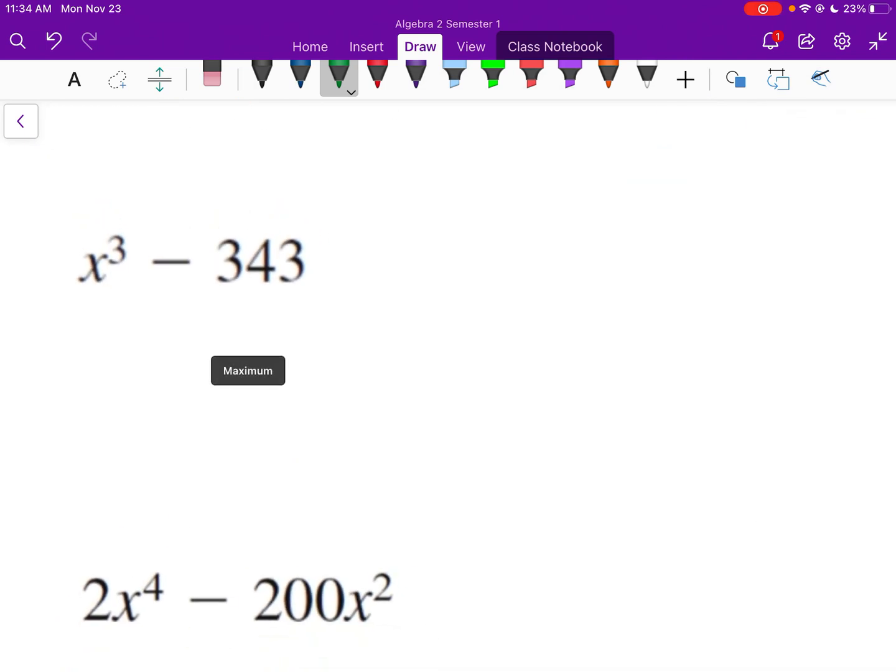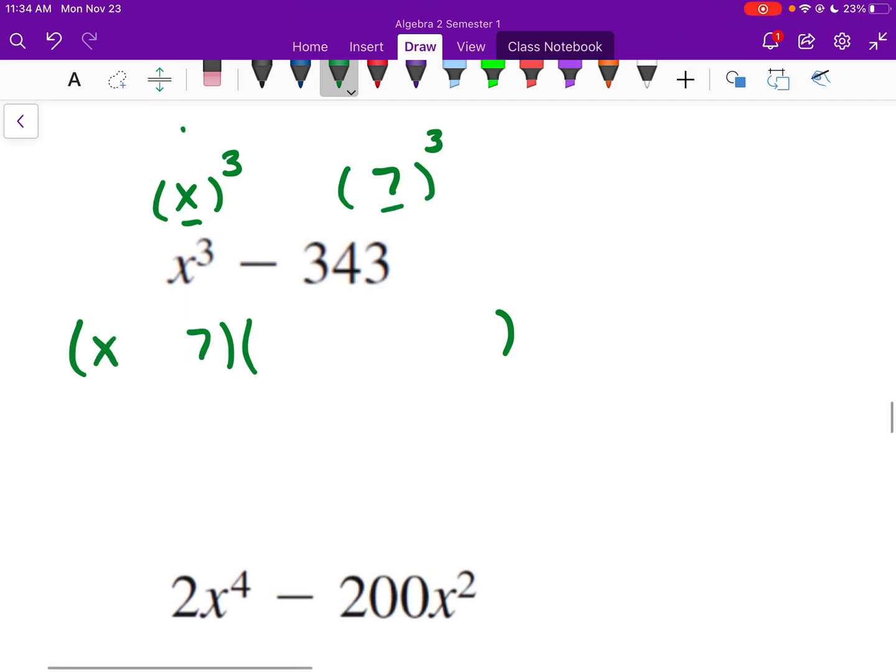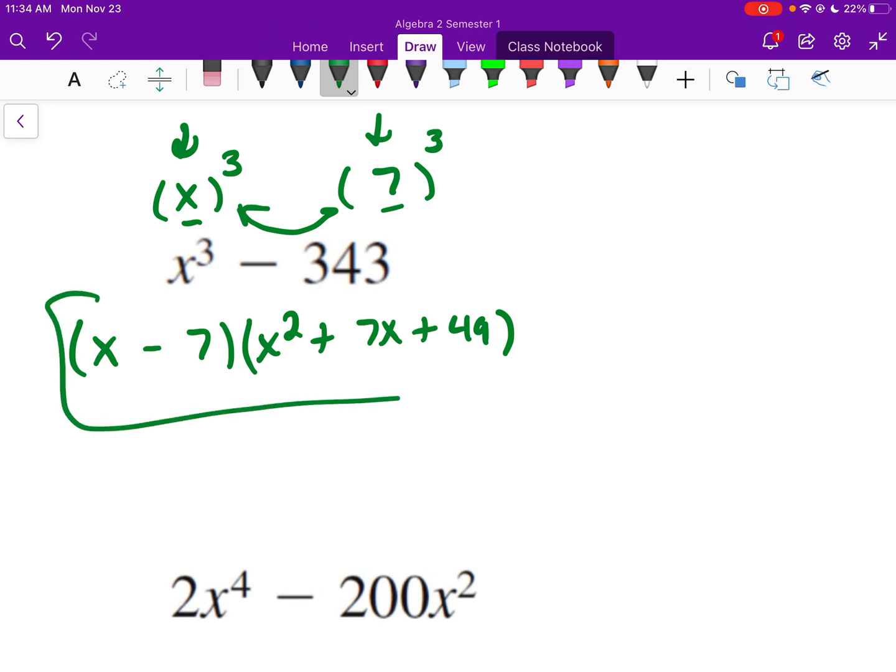Okay, so again, look for that greatest common factor. There is nothing here. So what am I cubing? I'm cubing x, and 7 cubed is 343. Okay, so set up my binomial and set up my trinomial, x and 7. Square, so x squared. Multiply, we get 7x, and we square that one, and we get 49. Now for my signs again, SOAP: same, opposite, always positive.